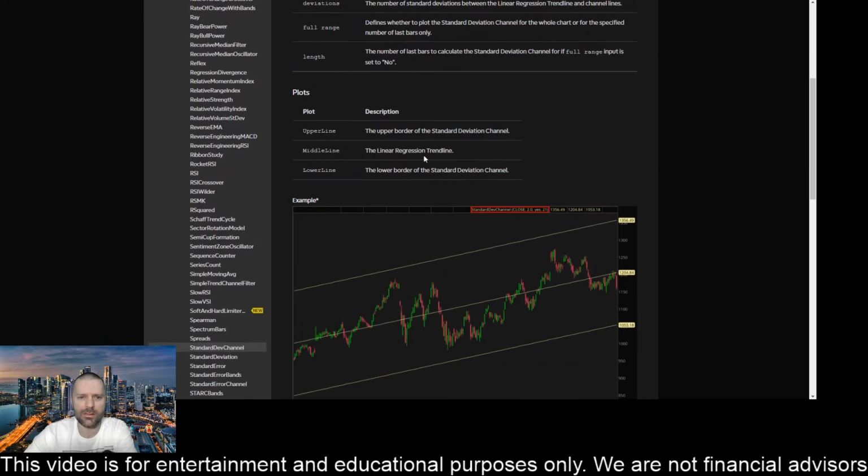And then we have the plots. We talked about the upper line, the midline, and the lower line. So the upper line and the lower line are actually going to be the standard deviation lines. And then in the middle, we're going to have the linear regression trend line.